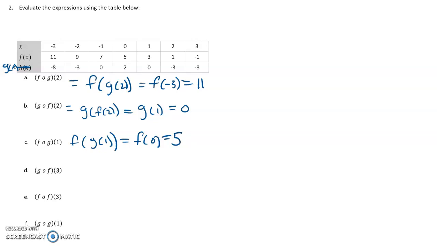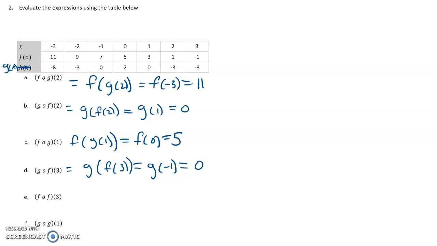G of f of 3. Again, we're going to plug 3 into f first, because that's what comes first in this composition. I go to where x is 3. I can see that y is -1. So we're now going to evaluate g of -1. When x is -1, y is 0. So g of f of 3 is 0.